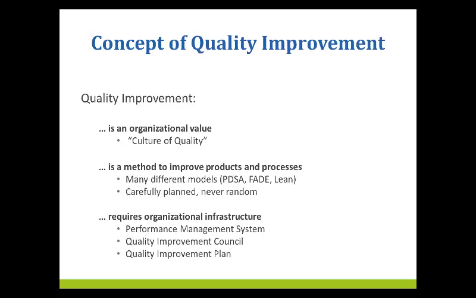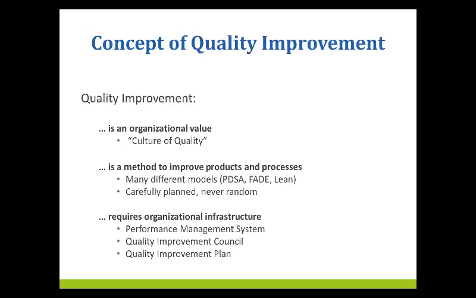Quality improvement is also a method that is used to improve products and processes. There are many different types of quality improvement models, such as Plan, Do, Study, Act, which is also known as PDSA. All of these models create a carefully planned process for improvement. True quality improvement is never random. It is always the result of a structured process.